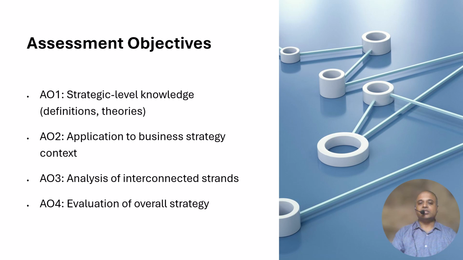AO3 is analysis. This is where you show your brain power, break down the situation, connect the dots, show how and why one thing affects another. Example, if costs go up because of expansion, what's the likely impact on cash flow or competitiveness? If they choose a joint venture, what risks might that bring?